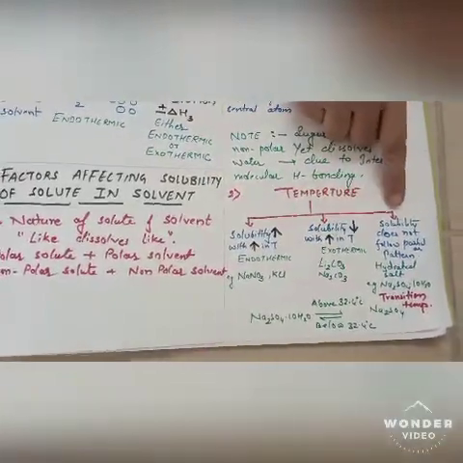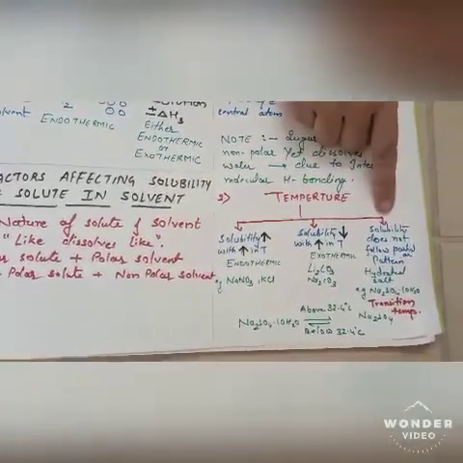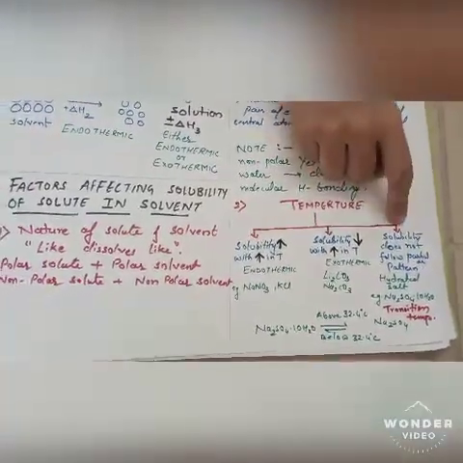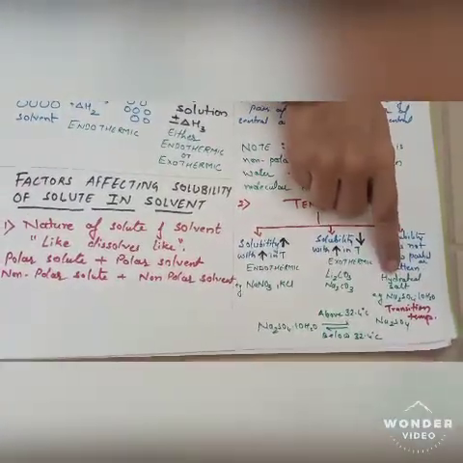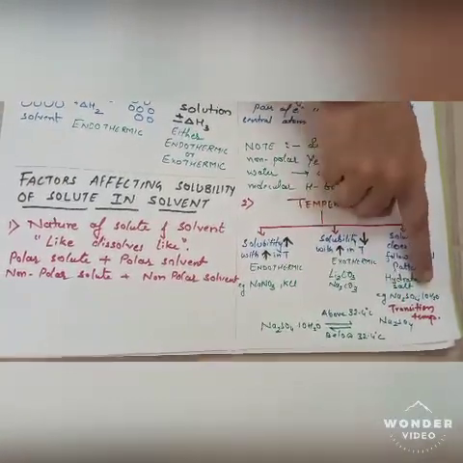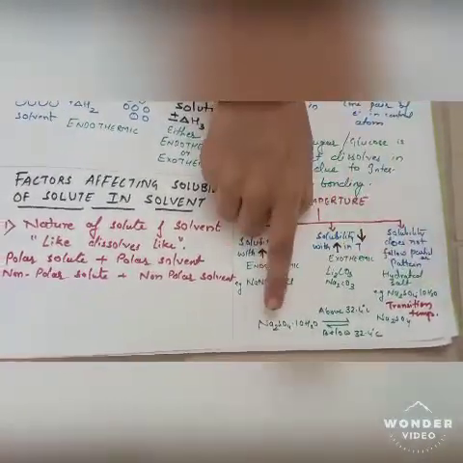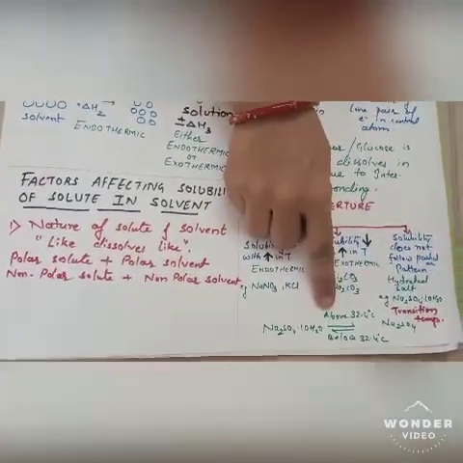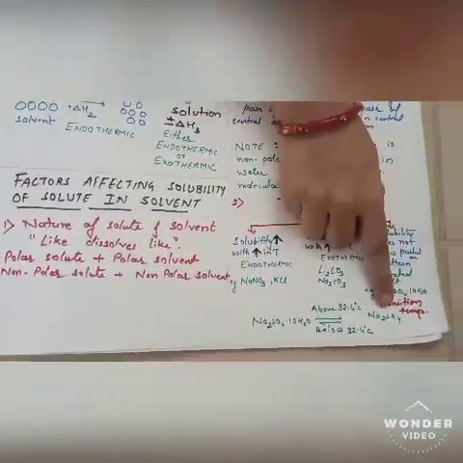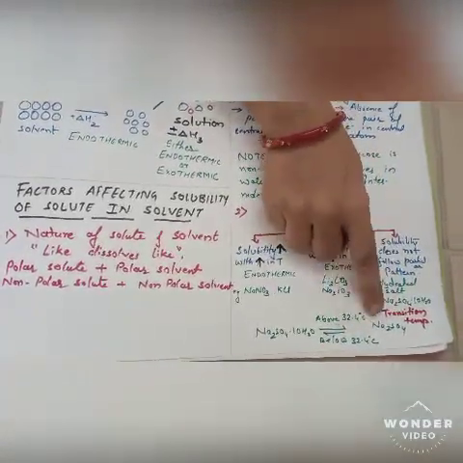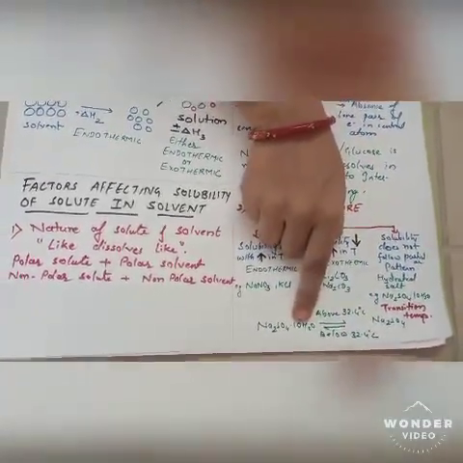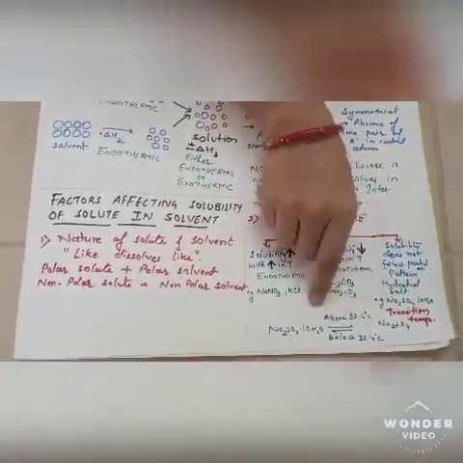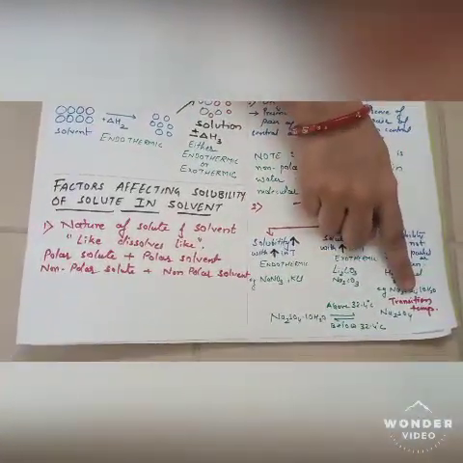Third is a particular type of compound where the solubility does not follow a particular order, and this property is exhibited by hydrated salts. For example, sodium sulfate decahydrate. When sodium sulfate decahydrate is heated above 32.4 degrees centigrade, it gets converted into sodium sulfate. But when it is heated below 32.4 degrees centigrade, it will form a hydrated salt. And this temperature, 32.4 degrees, is known as the transition temperature.